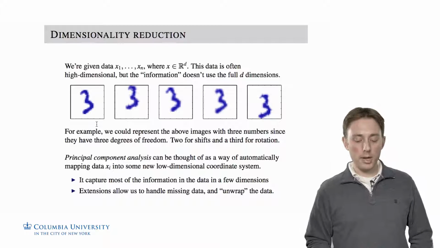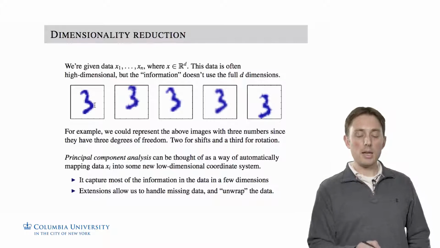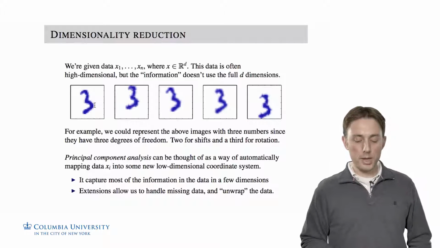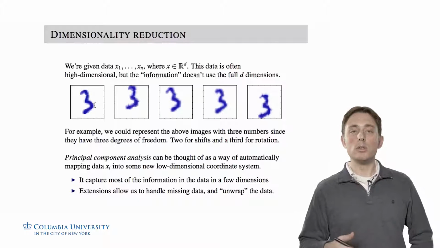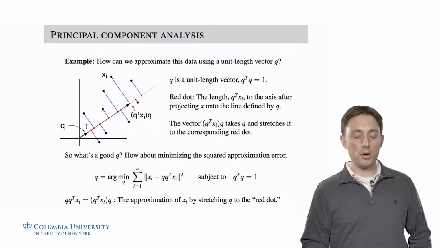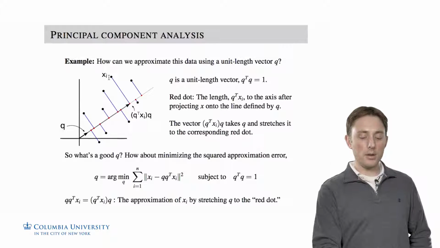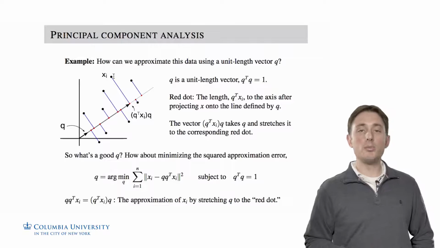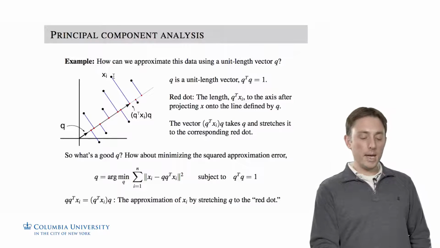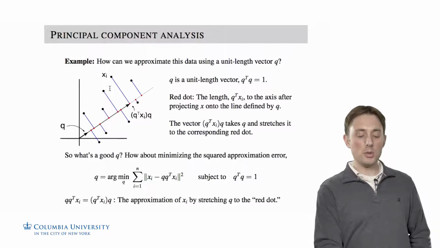Principal component analysis can be thought of as a way of automatically learning a mapping from this high dimensional space to a low dimensional space such that we capture all of the information from the high dimensional space. To discuss principal component analysis, it helps to think of a toy example. So how can we take this data set of these points in 2-dimensional space? Each point, for example xi, is represented by 2 numbers that give this point here. And we want to take a vector q of unit length and represent each of these points in terms of the vector q.